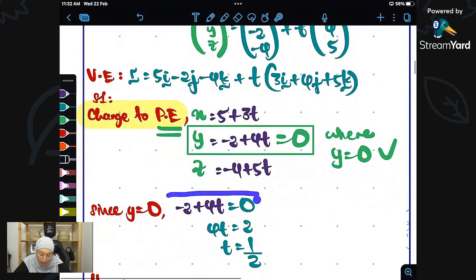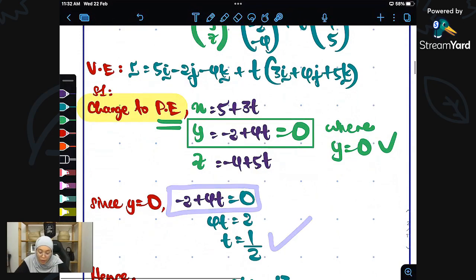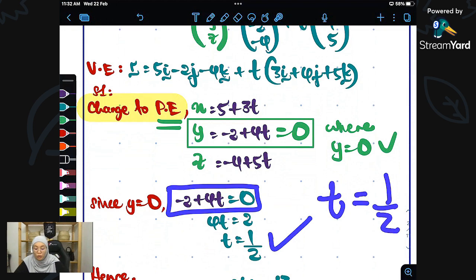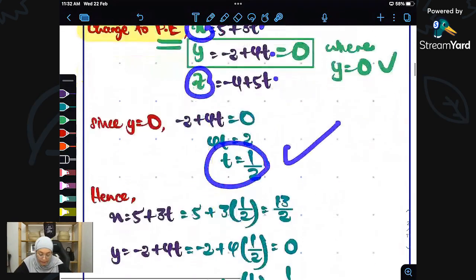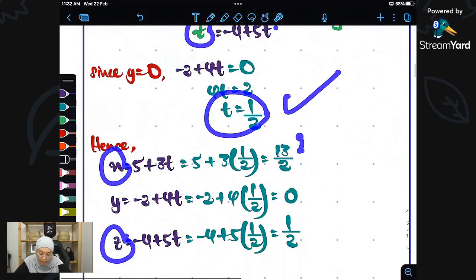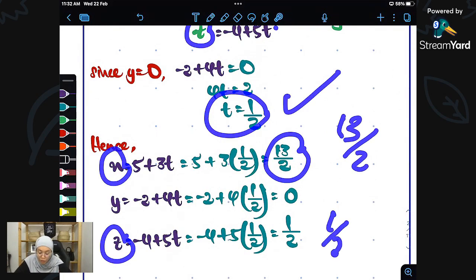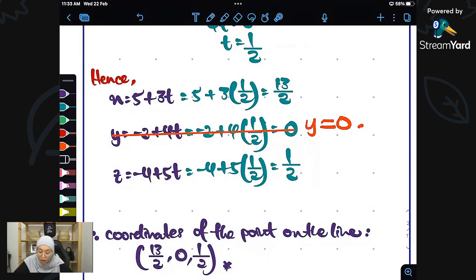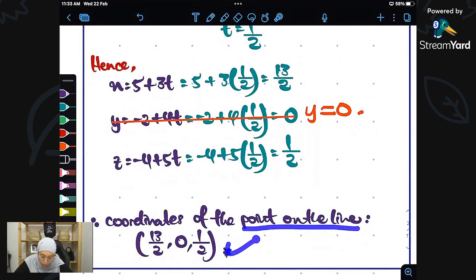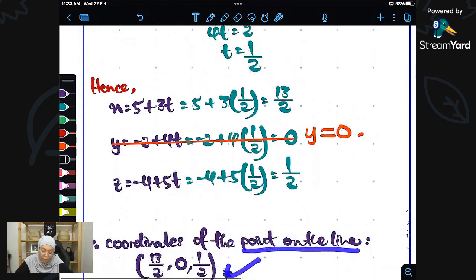So bila kita jadikan Y coordinate sebagai kosong, kita dapatlah value of the T value which is 1/2. So happy we got the T value already. So when we got the T value already, we can sub into the X and the Z. Masukkan ke dalam X dan Z, kita akan dapat nilai 13/2 dan 1/2. Y coordinate memang sedia kita dah tahu bahawa Y memang kosong sebab kita pakai dia dulu, betul tak? Soalan yang bagi. And so the coordinates of the point on the line is just 13/2, 0 and 1/2. That's it. That is the easiest way to find the coordinates.